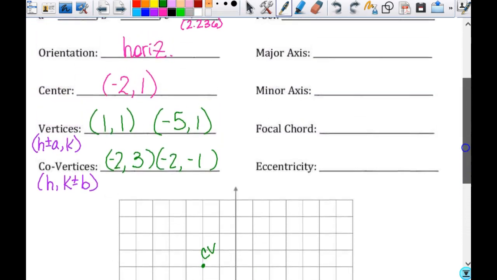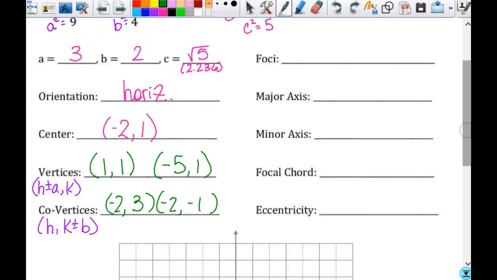And then the next thing I need are my foci. So my foci, to find those are always along the major axis. And in this case, it's horizontal, which means my x is changing, so my y stays the same. But to find that is my h value plus or minus what? C. Okay, plus or minus C for the focus, right? So what I want you to have written down is the exact one, which means I'll take my h value, which is -2. Be very careful.